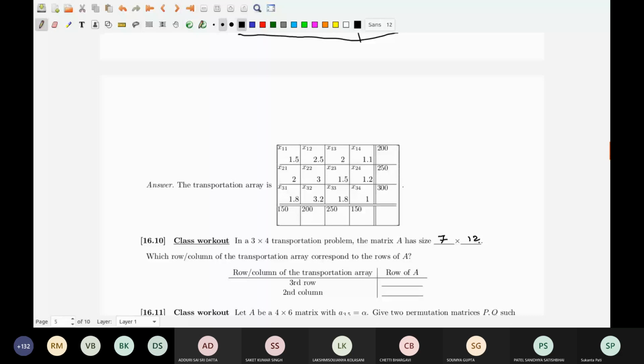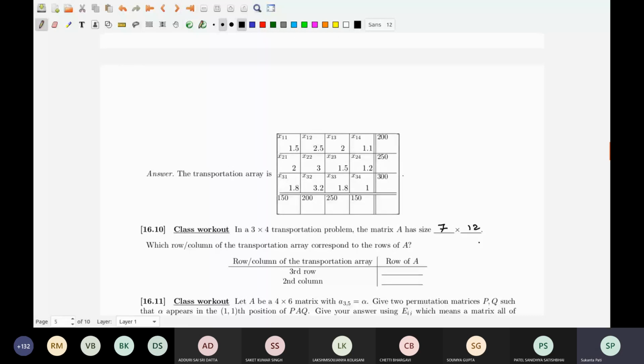Next. Which row or column of the transportation array corresponds to the rows of A? For example, I am looking at the third row of the transportation array in the 3x4 transportation problem. The third row gives you a constraint, so it should correspond to a particular row of the constraint matrix.